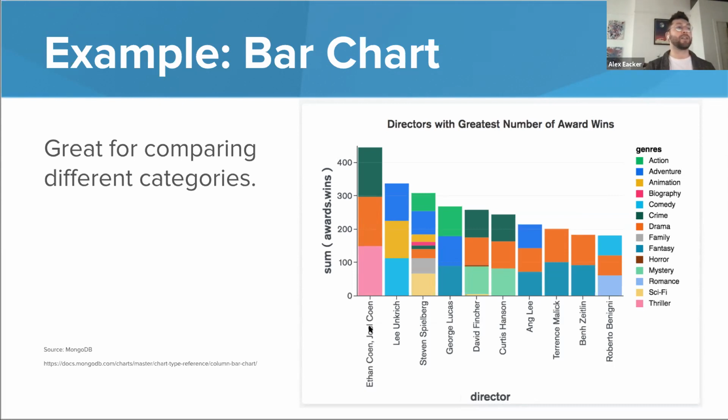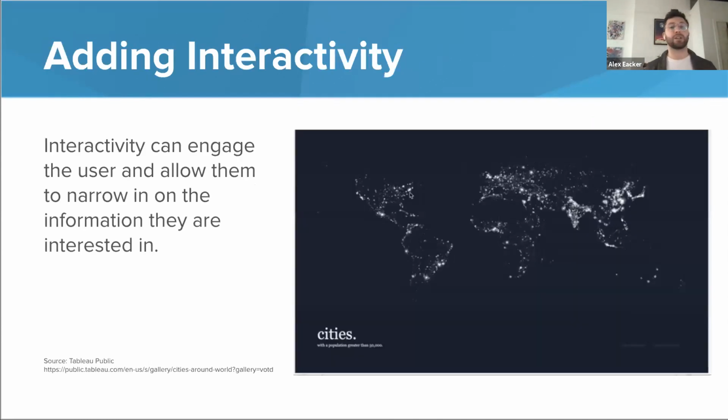So if we notice here, these are all different directors, and this adds up to their total amount of award wins. In the program that we're going to be creating, we're going to be using X and Y axes to help label our data and figure out where it's supposed to go. And we'll be doing that in a second. Importantly, just as Blair had mentioned, interactivity can really engage users and allow them to narrow in on information that they're interested in.